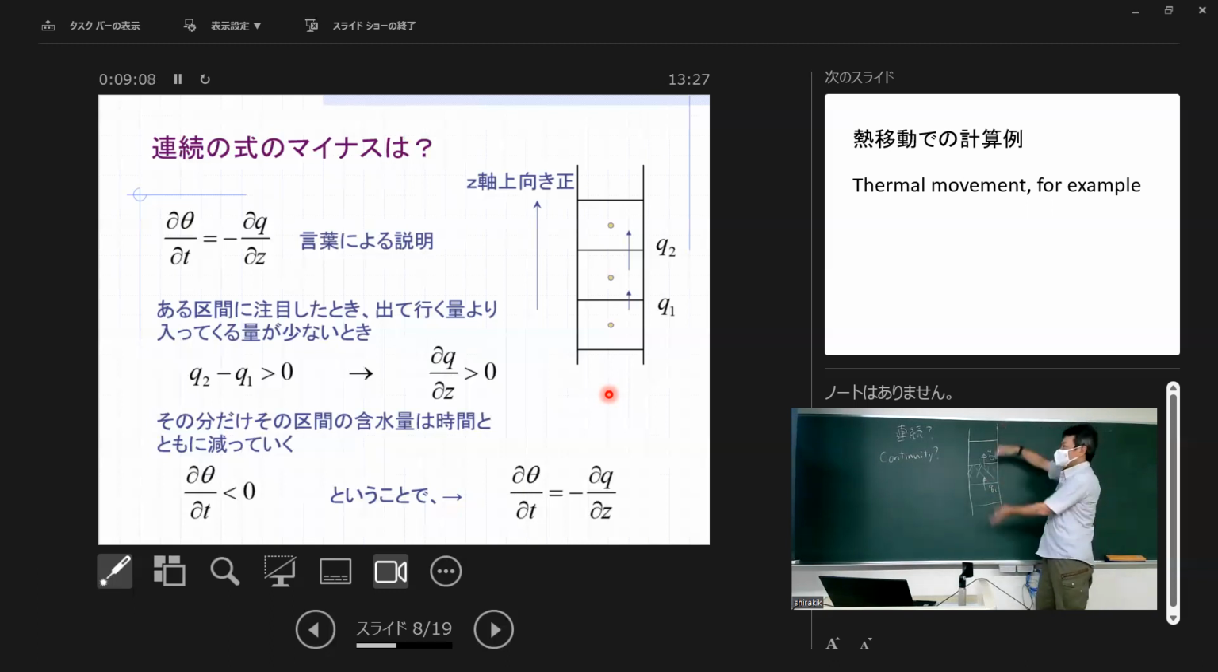ここにこう、水が流れてるとしましょう。これが流れのフラックスで、この箱にね、So now we are focusing on this box, and this box is part of the soil column, and Q1, Q2, and the water moved. Sometimes it is from lower to upper or upper to lower. It's okay. So anyway, there is some water movement here, and X is just the axis that we are now focusing on.